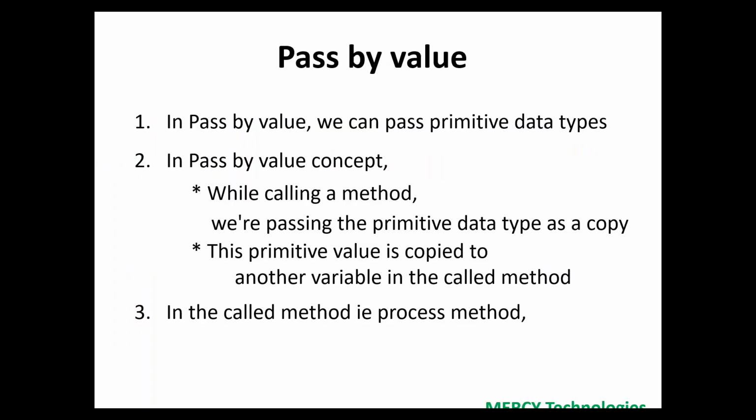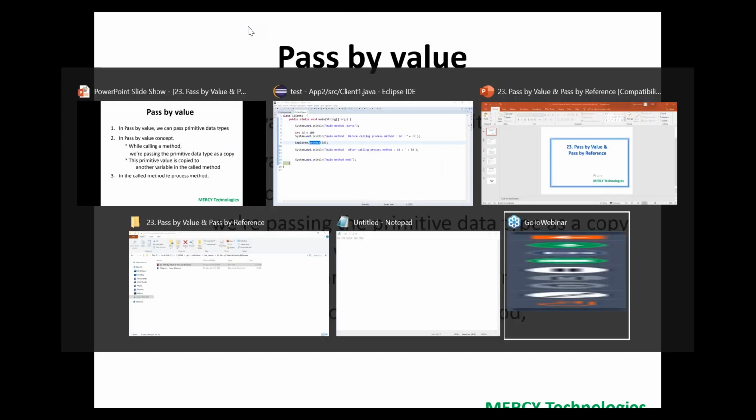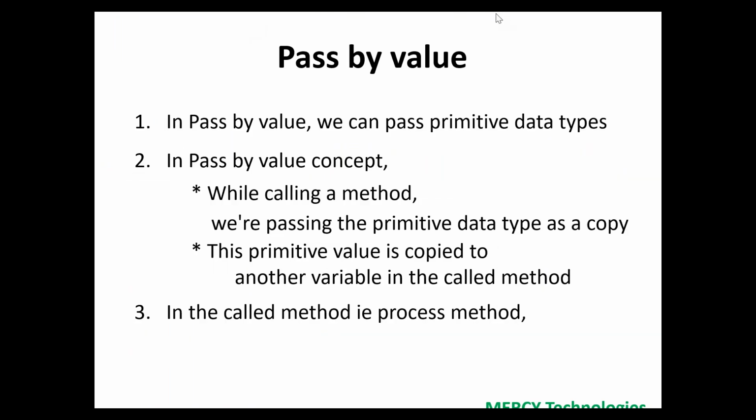Let's go here. Just go through the points. What we are doing in pass by value? Correct. What we are passing? We are passing a primitive data type.